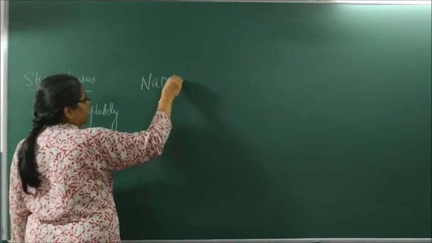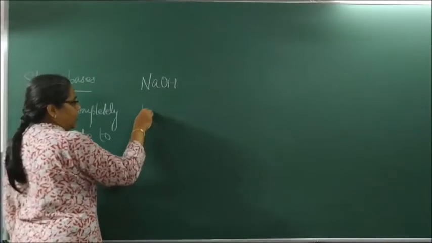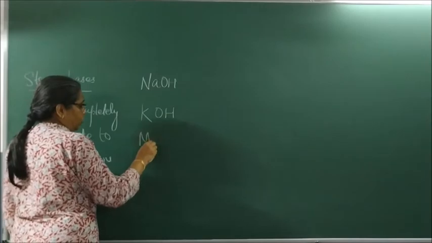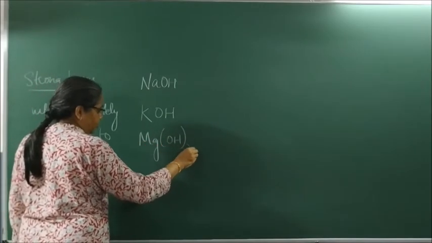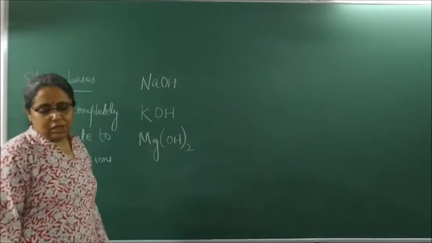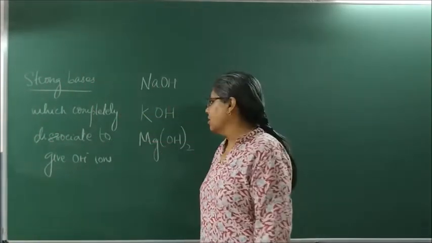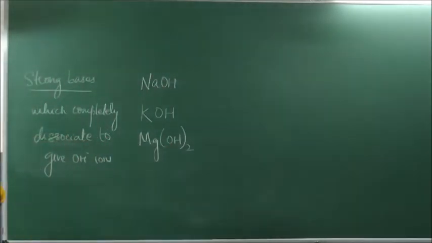NaOH. What is NaOH called as? Sodium hydroxide. What is KOH? Potassium hydroxide. What is Mg(OH)2? Magnesium hydroxide. So these are all examples of what bases? Strong bases. Now we will talk about weak bases.